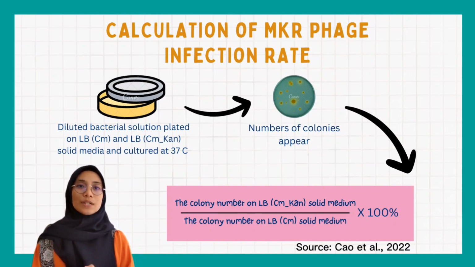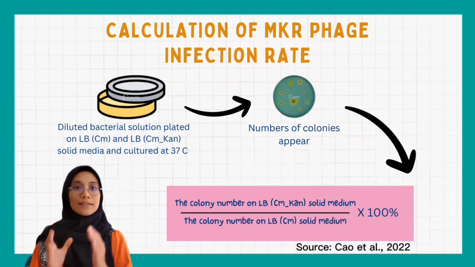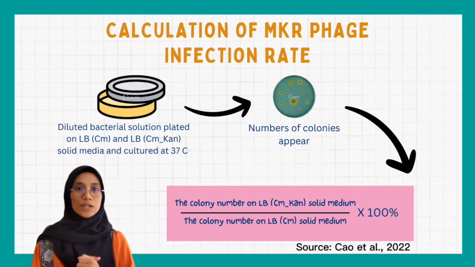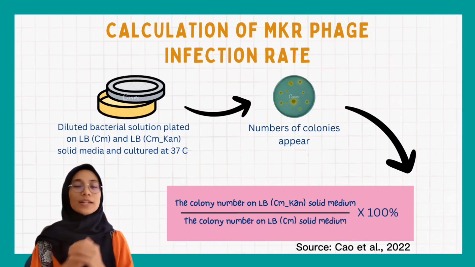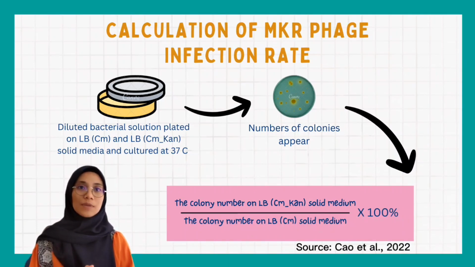Okay, the last step for the experiment is when the single colonies appear and are counted on these 2 types of solid medium, which are LBCM and LBCM_can solid medium. The formula is the colony number on LBCM_can solid medium, which represents the number of E. coli cells that were infected by MKR fish, divided by the colony number on LBCM solid medium, which represents the number of all E. coli cells in the diluted bacterial solution, times 100%. This formula was used to calculate the infection rate in the E. coli cells caused by the MKR fish.